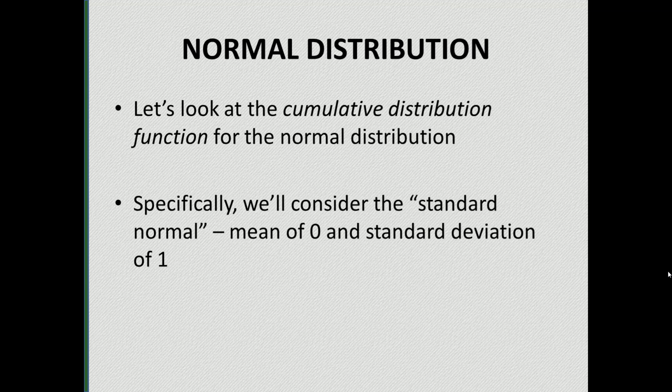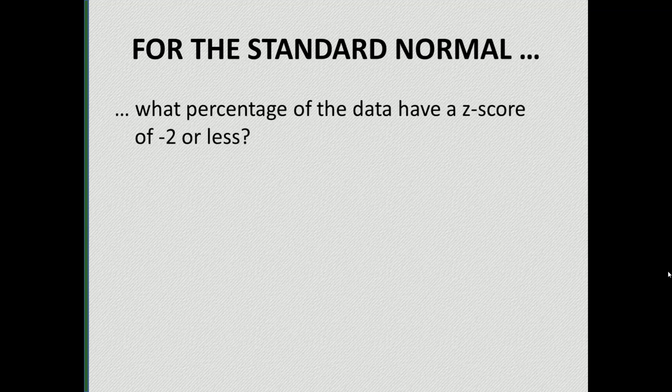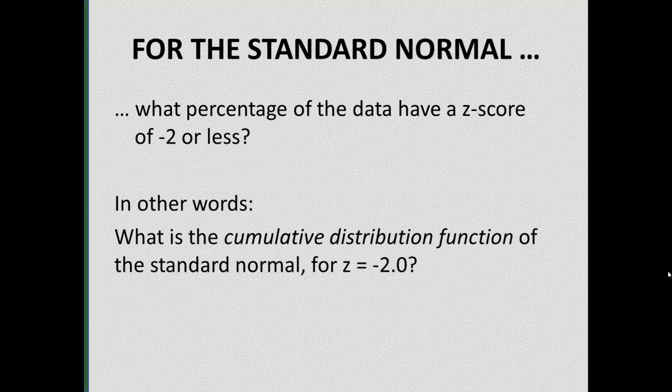What can we say about the cumulative distribution function for the normal? And in particular, we'll look at the standard normal distribution, mean of 0, standard deviation of 1. And so, for the standard normal, what percentage of the data have a z-score of -2 or less? In other words, we're asking, what's the cumulative distribution function of a standard normal at a z-score of -2?